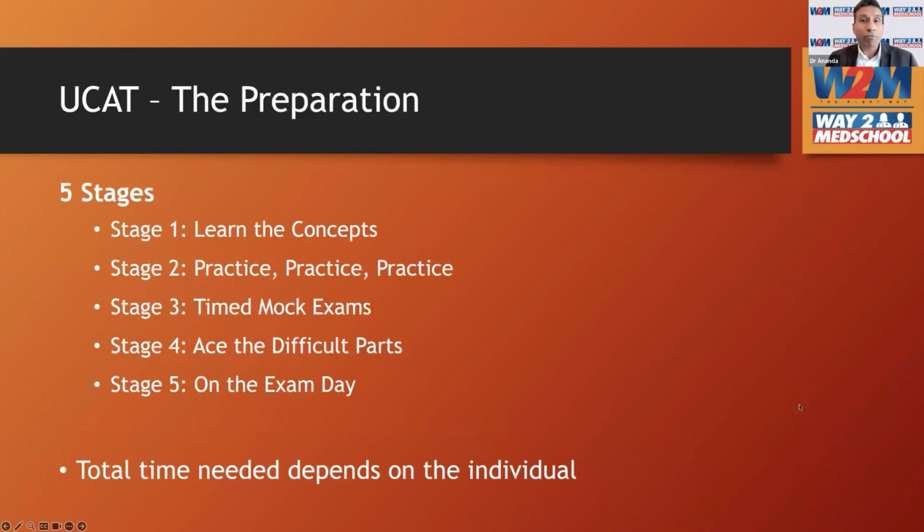Then preparation consists of 5 stages. The first one is learn the concepts. I've just let out most of the concepts already. So like that, you should know what is the concept, how to build the CAT, all the 5 subsets thoroughly, what is required, etc. And then practice, practice, practice.